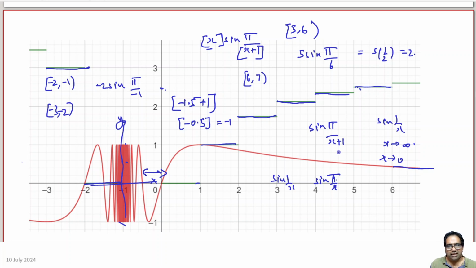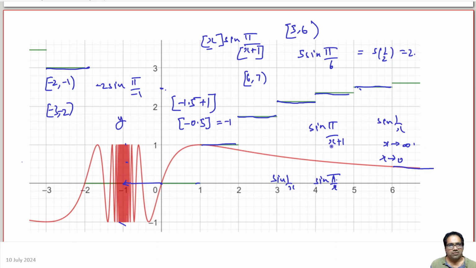Now sine pi by x plus 1. What does that mean? This graph is shifted 1 unit towards the left. Whatever this concentration was at 0, this was shifted 1 unit towards the left. f of x plus 1 is f of x shifted 1 unit towards the left. So that's why this graph is like this. So this red graph is sine pi by x plus 1.